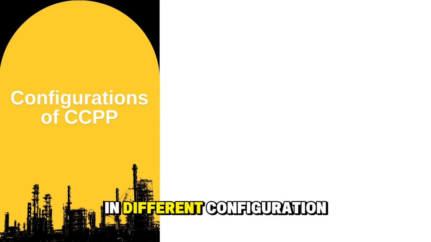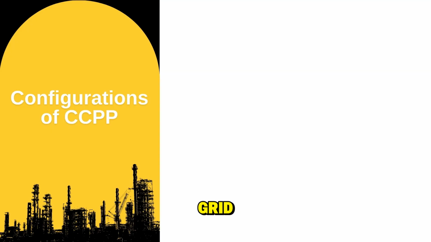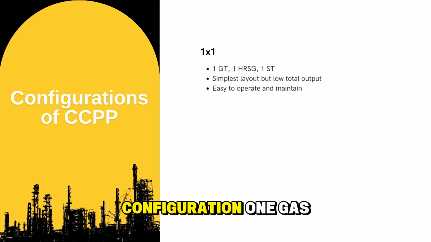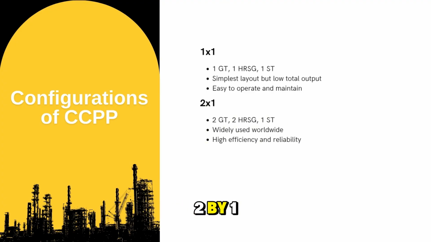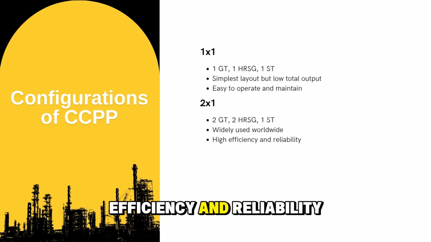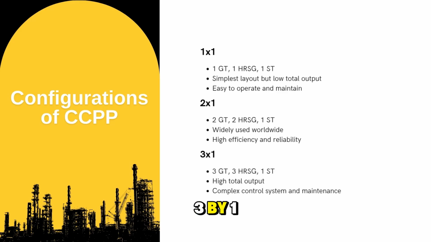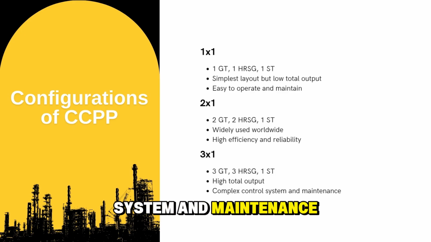CCPPs are built in different configurations depending on the needs of the grid. 1x1 configuration. One gas turbine and one HRSG paired with one steam turbine. It's simple and easy to maintain but has a lower output power. 2x1 configuration. Two gas turbines and two HRSGs feeding one steam turbine. This is the most common setup worldwide because it offers a perfect balance of high efficiency and reliability. 3x1 configuration. Three gas turbines feeding one steam turbine. This provides massive power output but requires a much more complex control system and maintenance.